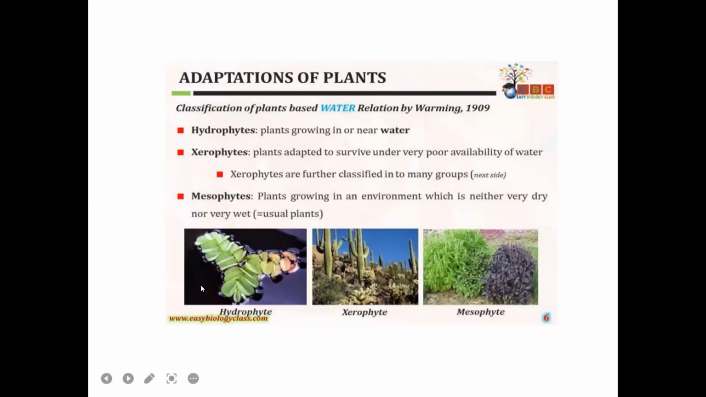The first one is the hydrophytes. Hydrophytes are the plants which grow in or near a water body. Xerophytes are those growing in dry habitats, so they are called xerophytes.